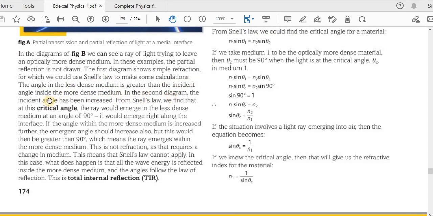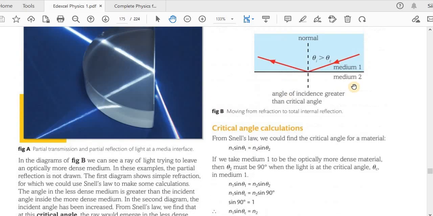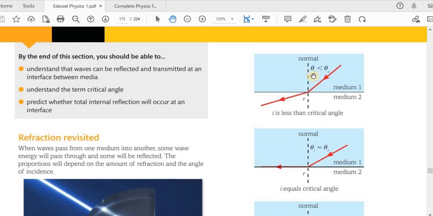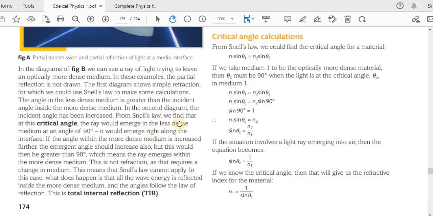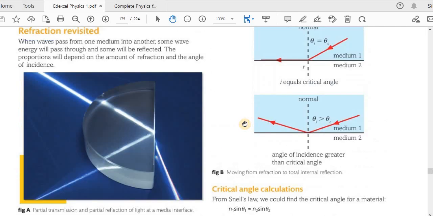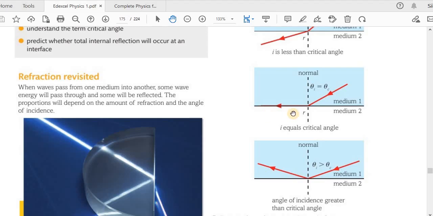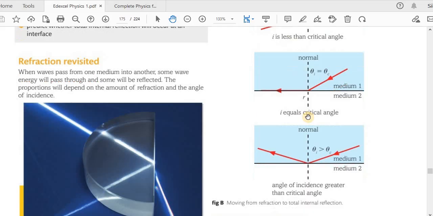In the second diagram, the incident angle has been increased. So you see, we increase it so that the angle of incidence is equal to the critical angle. From Snell's law, we find that at this critical angle, the ray would emerge in the less dense medium at an angle of 90 degrees. So it doesn't really emerge, but it goes along the interface. So this angle of refraction is now 90 degrees. The angle of refraction is the angle between the normal and the refracted ray, and that is 90 degrees here, when the angle of incidence is equal to the critical angle.